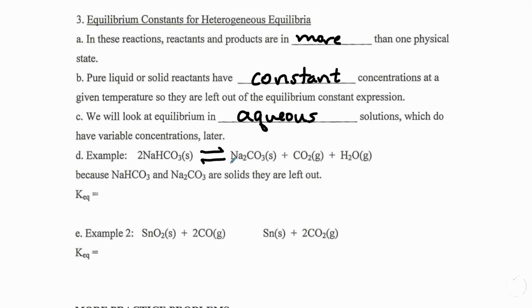So therefore, all I can really write here is the concentration of CO2, with no coefficient, multiplied by the concentration of H2O, also no coefficient, so no exponent. There's nothing to divide by here, so that's all there is for that one.